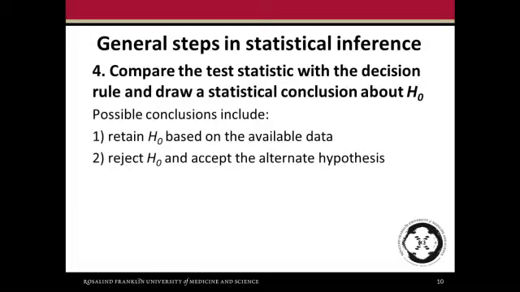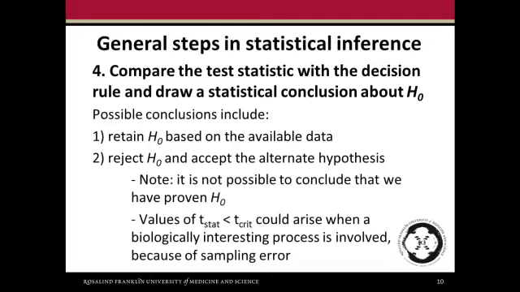And then the fourth step is to compare the test statistic with our decision rule and draw some statistical conclusion about our null hypothesis. And either we're going to retain our null hypothesis based on the data, or we're going to reject our null hypothesis and accept the alternative hypothesis, which, as we were looking at, was stating that there actually is a difference between the means.